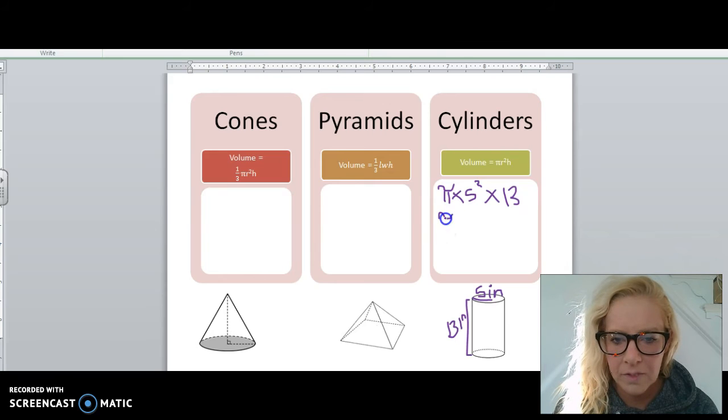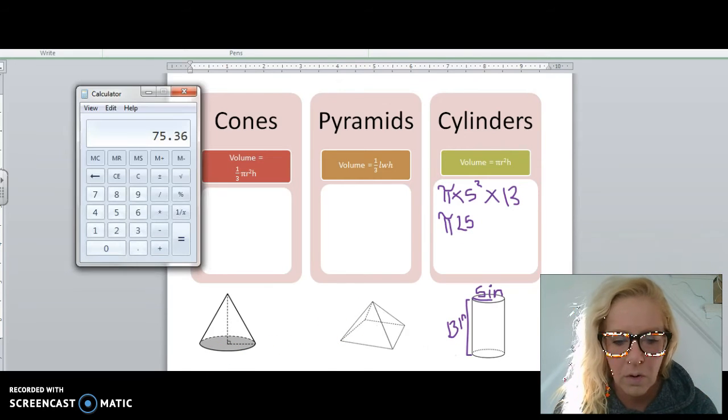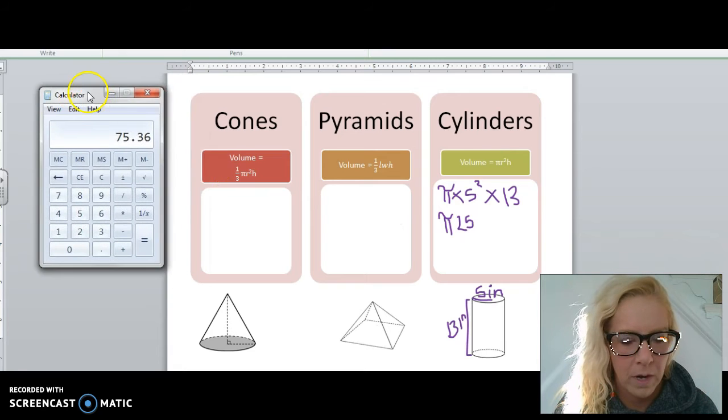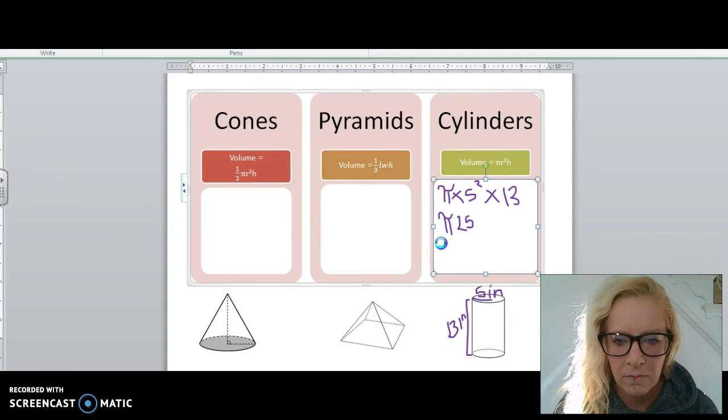So I'm going to do 5 squared, which is 25, times pi. Again, on your calculators, you'll have the function of having a square. So I'm going to do 25 times 3.14, which is 78.5.